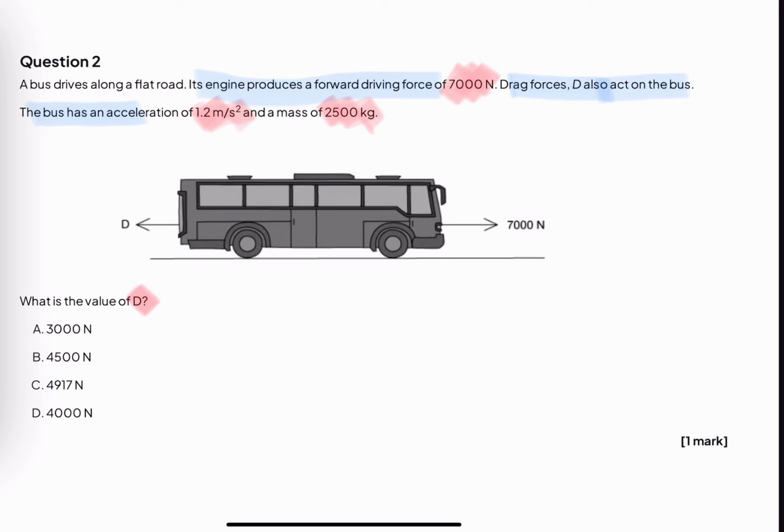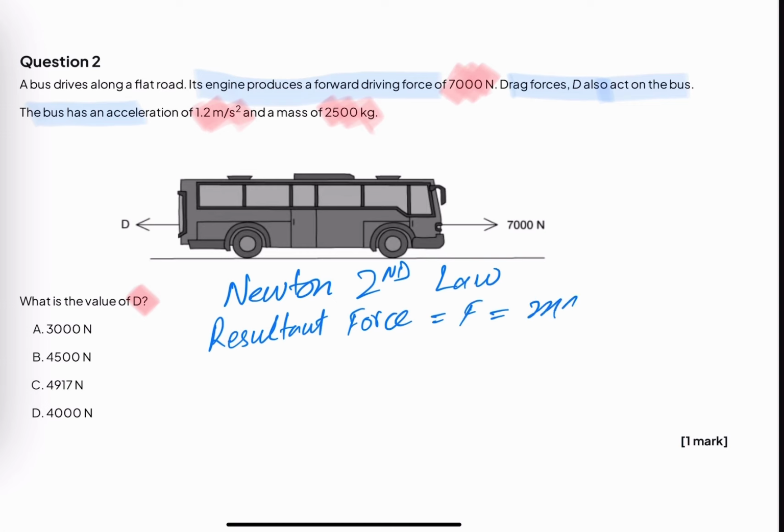Okay, so first of all we can use Newton's second law. From Newton's second law we have resultant force F equals ma. That is Newton's second law. Okay, m is given, m is 2500 and a is 1.2. Multiplying both of them you get 3000 Newton. This is the resultant force.